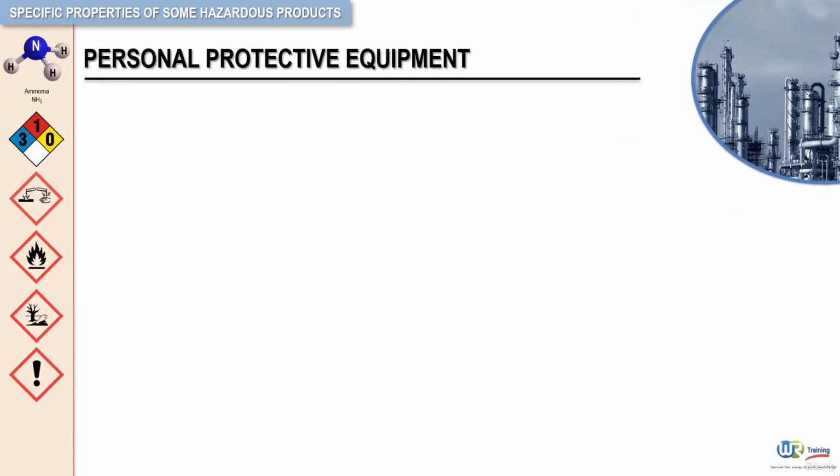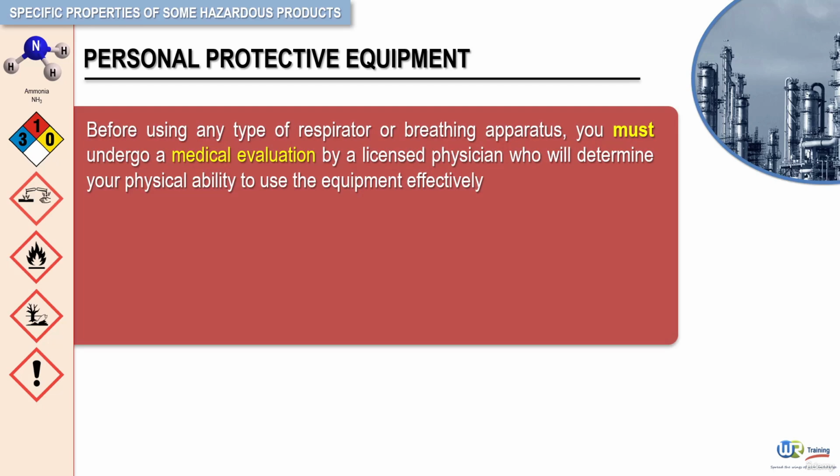When exposure levels cannot be reduced to permissible levels, or there is the potential for an accidental release of anhydrous ammonia, workers will be required to wear appropriate respiratory protection. However, before using any type of respirator or breathing apparatus, you must undergo a medical evaluation by a licensed physician who will determine your physical ability to use the equipment effectively. You will also be trained in the selection, care, and proper use of your respirator, as well as the techniques you must use to achieve a proper fit and how to verify that the respirator is properly sealed to your face.